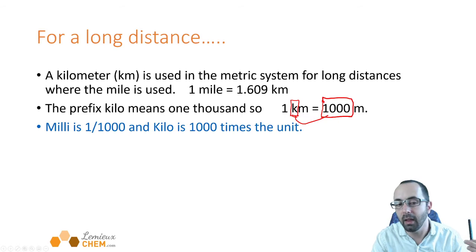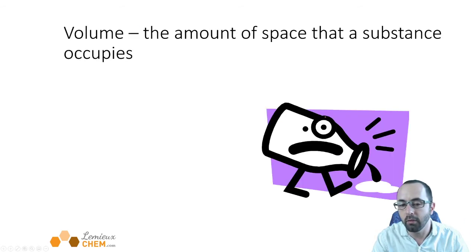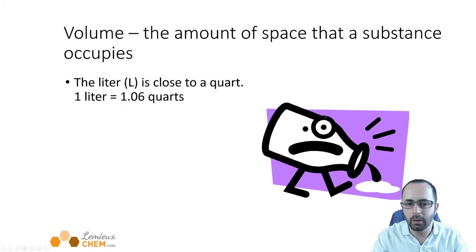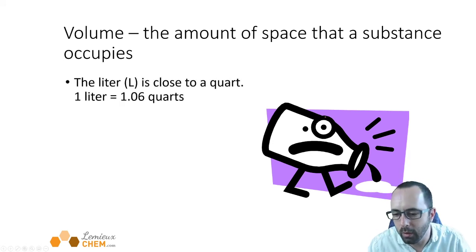So that's for distance. Distance is all about meter. Now for volume, the base unit, just like the base unit for length was meter, the base unit for volume is liter. What volume means is the amount of space that something takes up. So a liter is approximately equal to a quart.